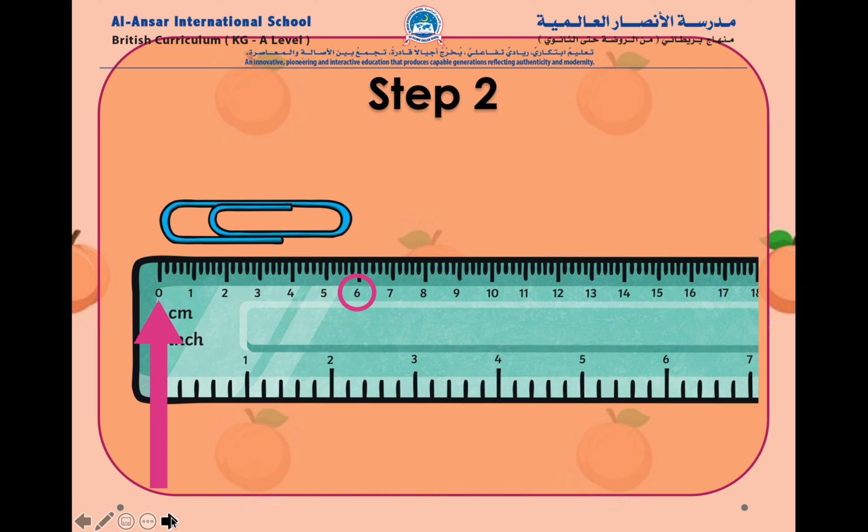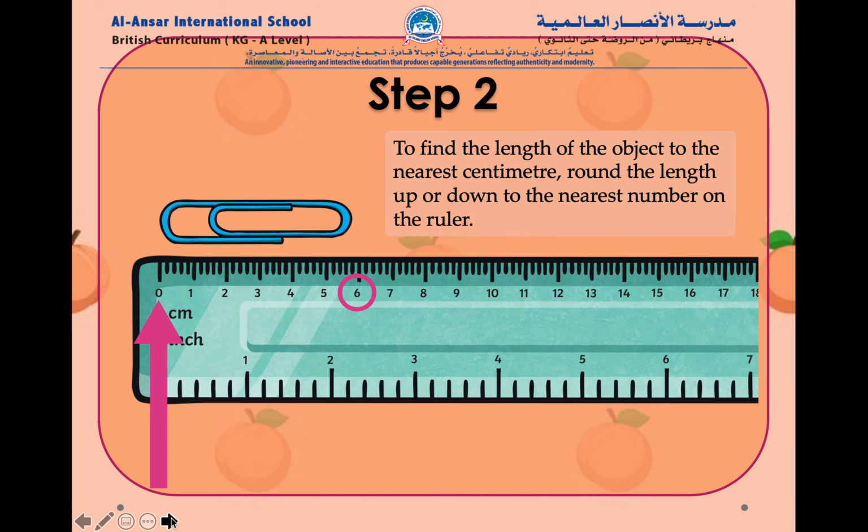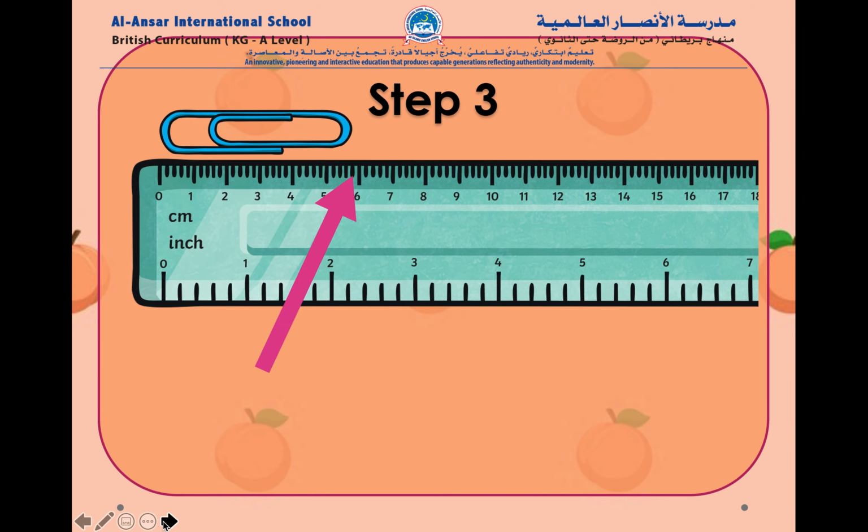Step 2. To find the length of the object to the nearest centimeter, look at the nearest number it lands on the ruler. So here we have placed the paper clip at the 0, and we can see that the nearest number to the length of the paper clip is the number 6. So we can say that this paper clip is 6 centimeters long.